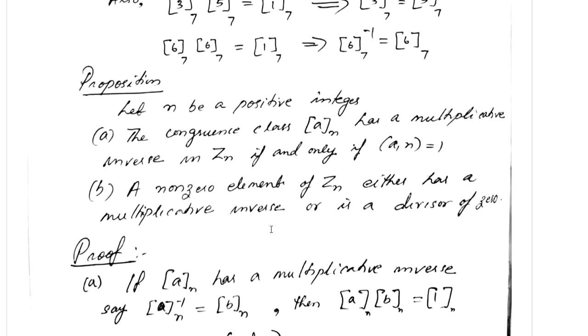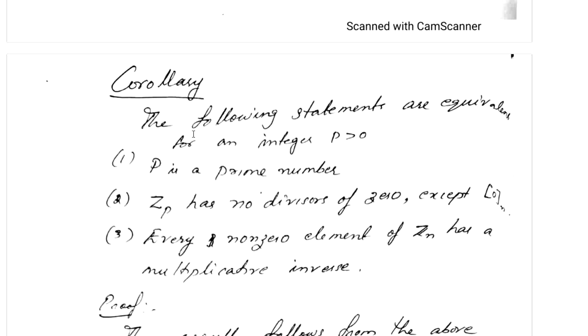So we have proved this during the live sessions. As a corollary to the proposition, we have seen that if P is a prime number, then Zp has no divisors of 0 except the 0 class. Also, the statement is equivalent to the fact that every non-zero element of Zp has a multiplicative inverse. So, all these three statements are equivalent. So, the result easily follows from the previous proposition.